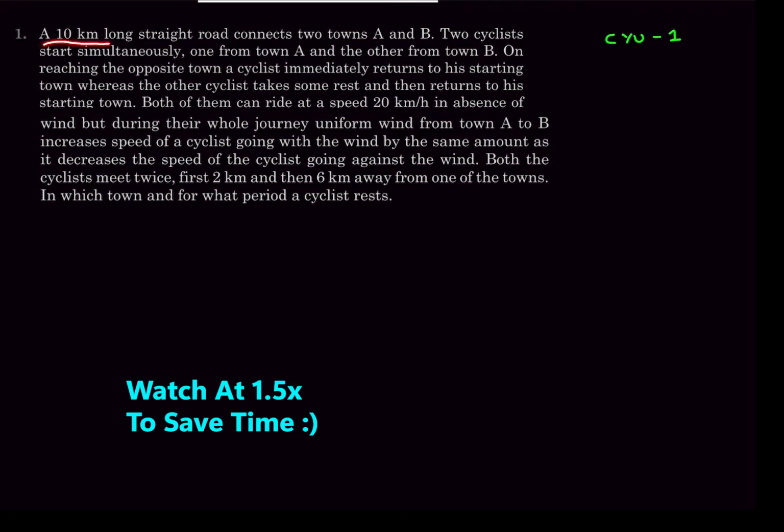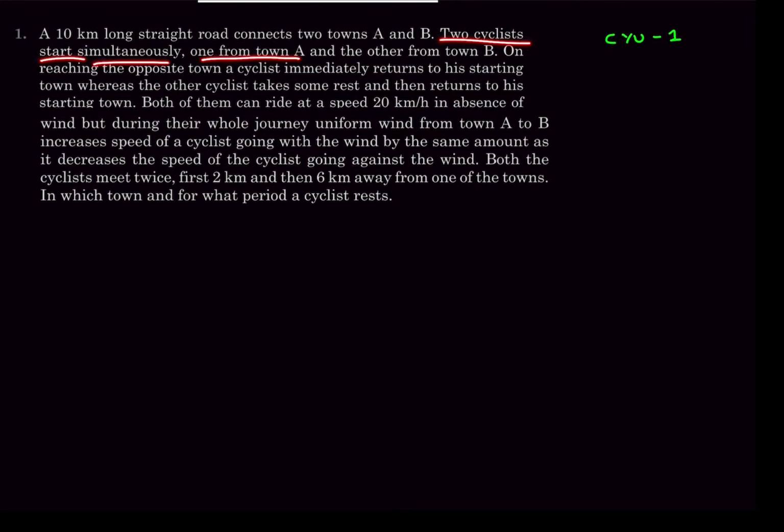So we have a 10-kilometer long straight road that connects two towns A and B. And now it's given that two cyclists start simultaneously, one from town A and the other from town B. On reaching the opposite town, a cyclist immediately returns to his starting town, whereas the other cyclist takes some rest and then returns to his starting town.